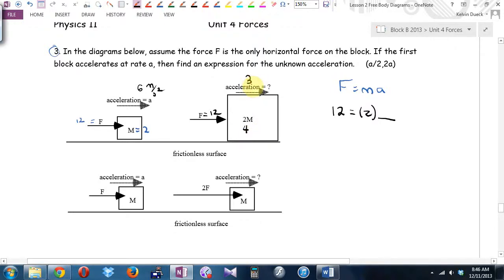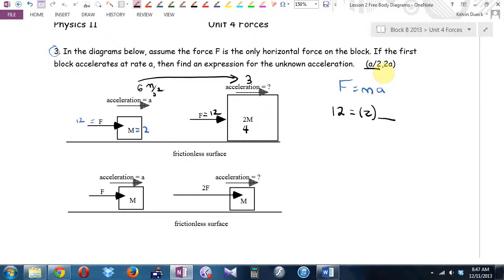Now here's the question. How are these numbers related? Oh, it looks like the acceleration gets divided by 2. See how we got that? Do you want to try the second one with this same trick on your own and see if you can figure it out? Otherwise, I'll happily go over it next class, okay?